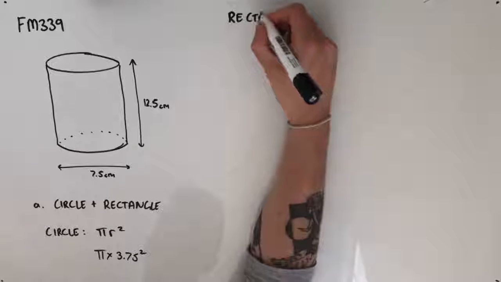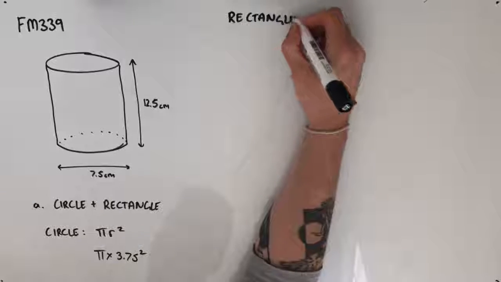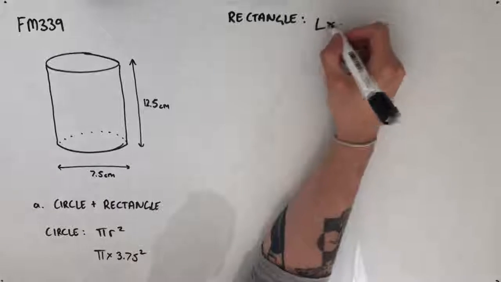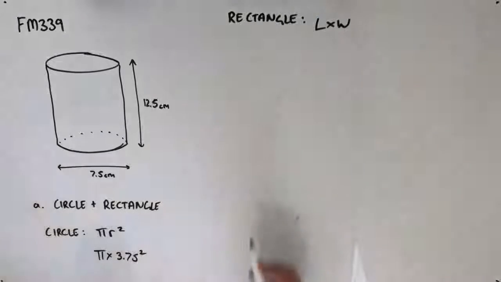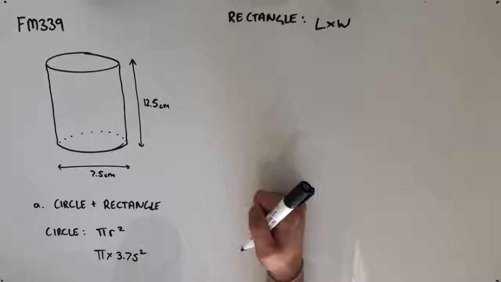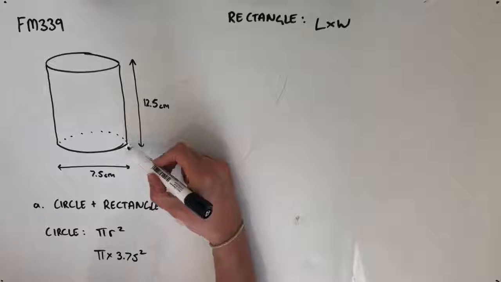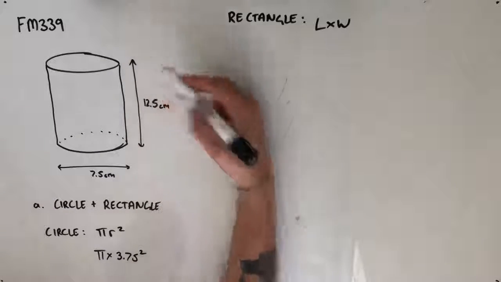Next, we'll be looking for the area of our rectangle. So we know that the formula for the area of a rectangle is just length times width, or length times height, however you want to break that down. We know straight off the bat that one of the dimensions of our rectangle is this 12.5 centimeters high.